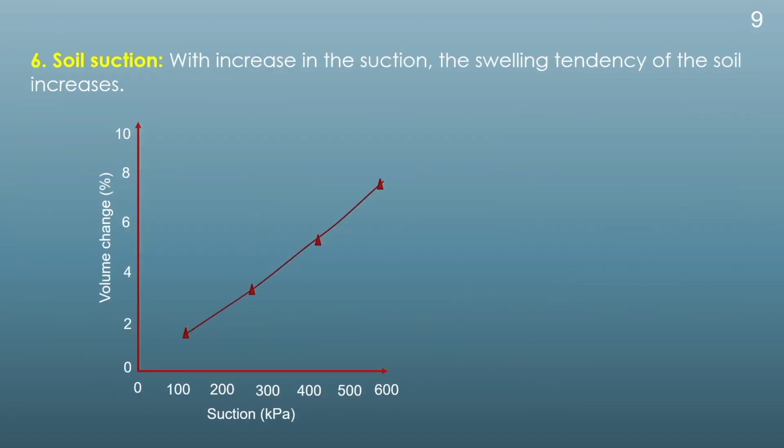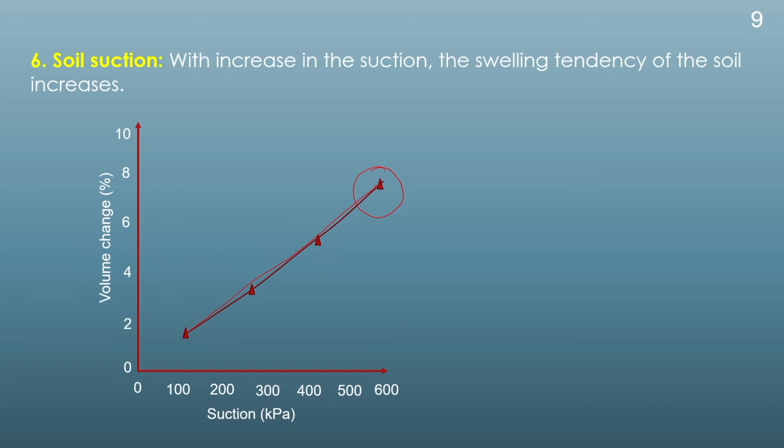The next factor is the soil suction. The soil suction also controls the volume change to quite a large extent. The higher the suction value, the higher the swelling of the soil. When the suction value is more, the soil has a tendency to absorb more moisture. Therefore, the volume change will be more. We can see here in this diagram, as the suction value is increasing, the volume change characteristics of the soil are also increasing.